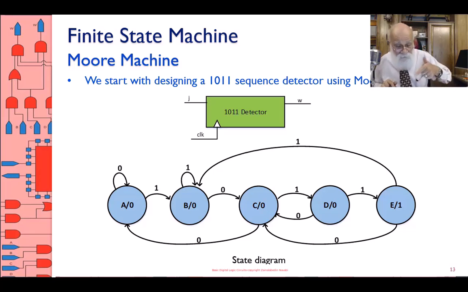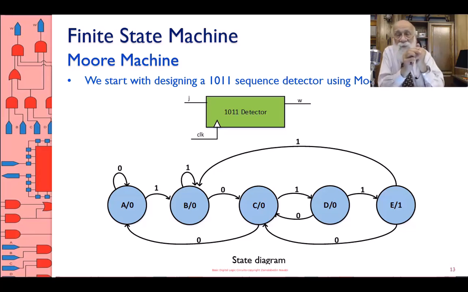What I want to design is this. I want to design, don't look below, look at the green stuff there. I want to design a circuit that detects sequence of 1, 0, 1, 1 on its serial input, on the J input. This is the circuit I want to design.